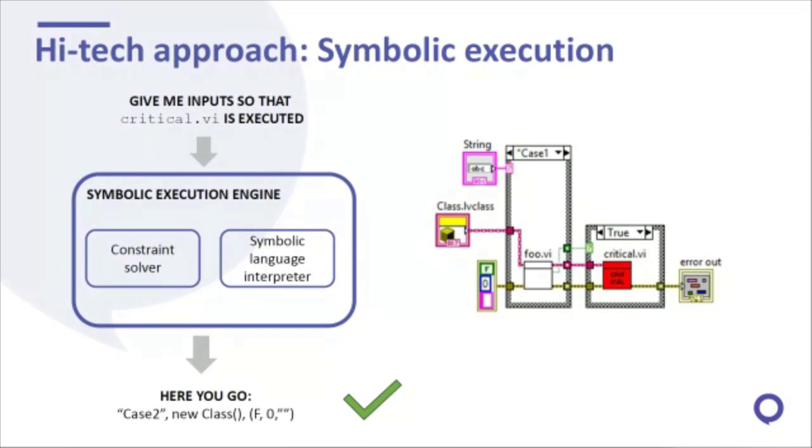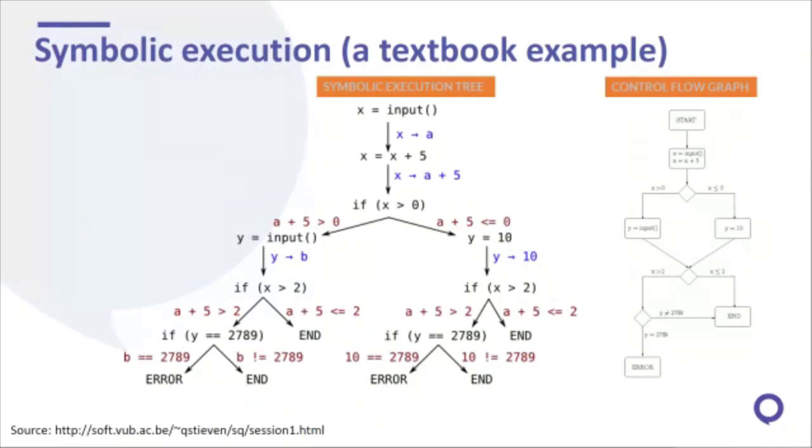Now, if you look into this magic box, then we see two main modules. One is a constraint solver, and one is a symbolic language interpreter. And I will try to explain how these modules contribute to the working of this magic box. So this is a textbook example of symbolic execution, which is very helpful to understand the very idea behind it. So how does this magic box work?